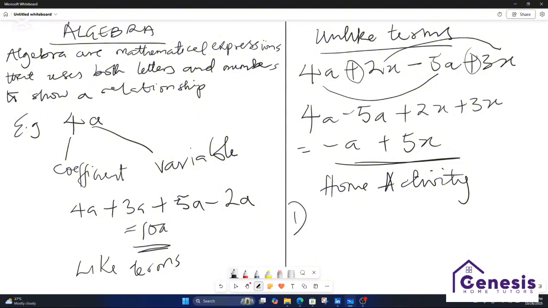So I'm going to give you just one of them to do, or two, one like term and the next is unlike term. So we have 5b plus 3b minus 6b, and then we also have 3x plus 2y minus 5y plus 2x.